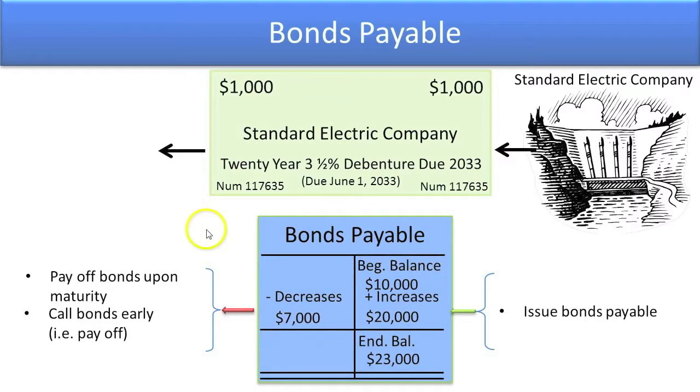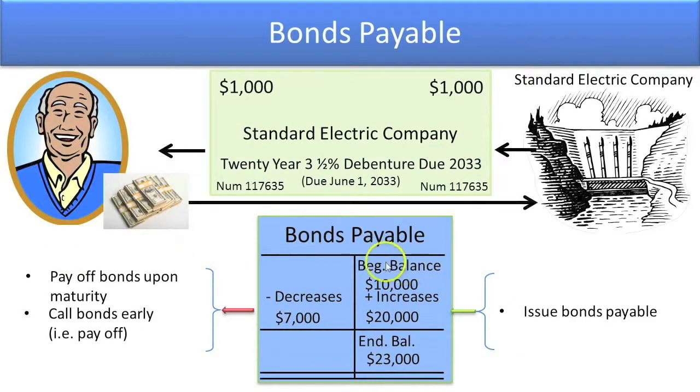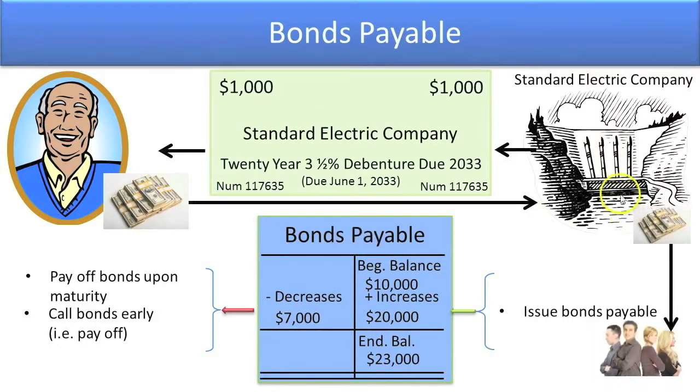If investors were to purchase these for $20,000, bonds payable would increase by $20,000 and the company's assets would increase by an equal $20,000. If Standard Electric chooses to pay off some bonds, it will decrease its bonds payable, resulting in an ending balance of $23,000.